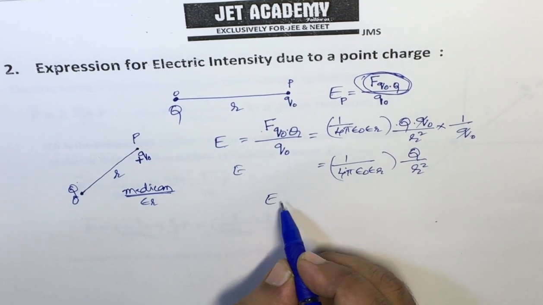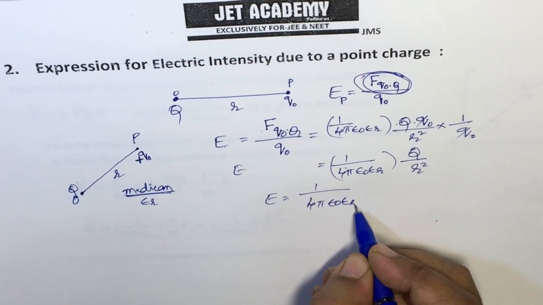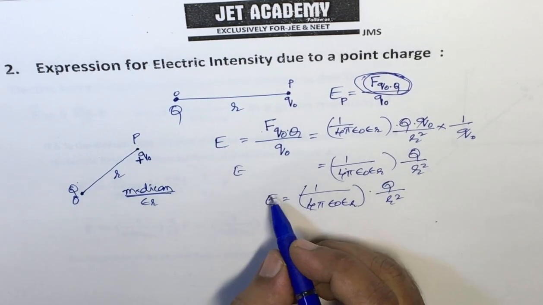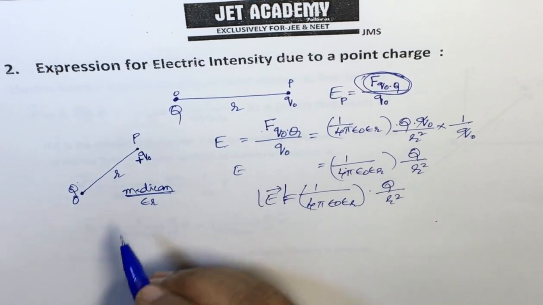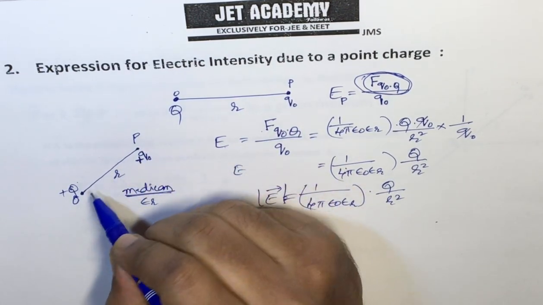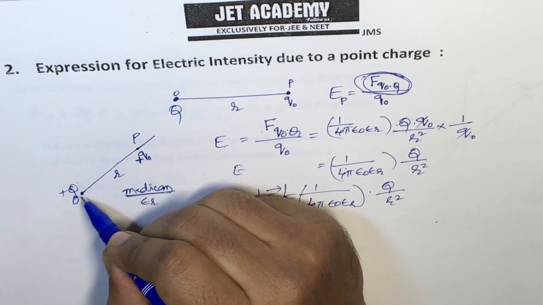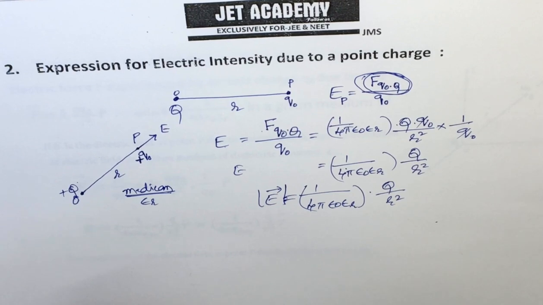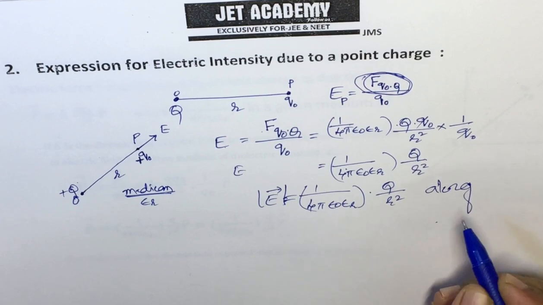This is the actual expression for the magnitude of electric intensity at a point due to a point charge, Q by R square. It is the magnitude. And what is the direction? If the charge is plus Q, this charge is also considered plus, then it is away from it. It is going to be plus 1 coulomb if I consider it here. Then it is along the line joining OP. This is the direction of electric intensity, along OP.